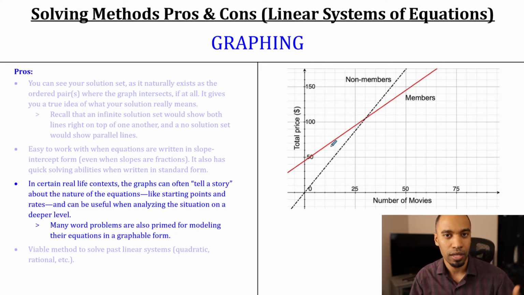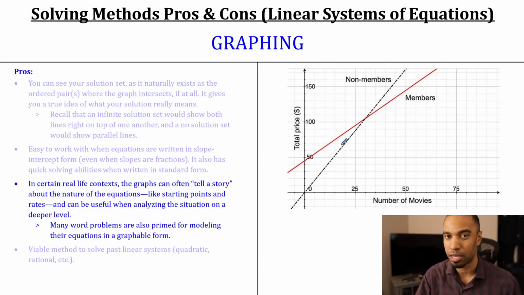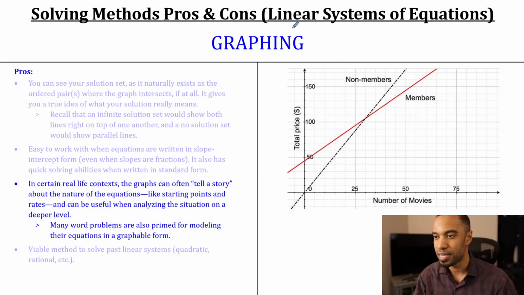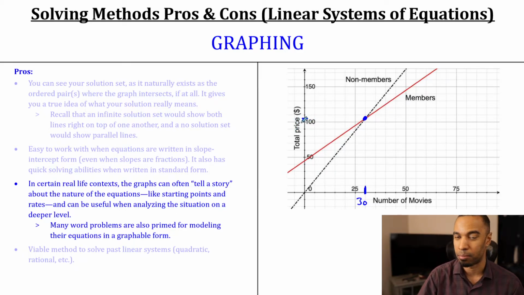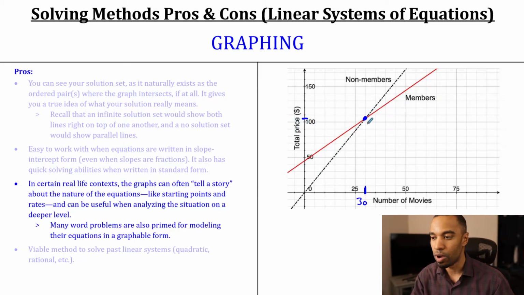But what this graph really allows me to see and analyze and talk about here is that with this context, I can see that this point of intersection is telling me at what number of movies, going up by 5s, 30, at what number of movies would I be paying essentially the same price if I'm a member or non-member? It's 100 and something. I don't know what, but it's at that spot there, probably 105.